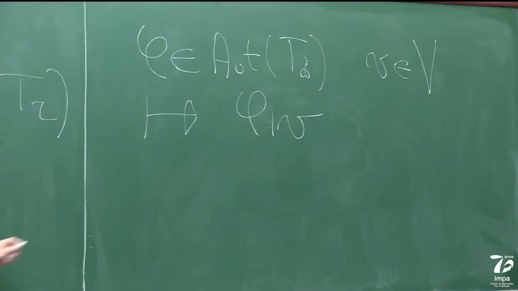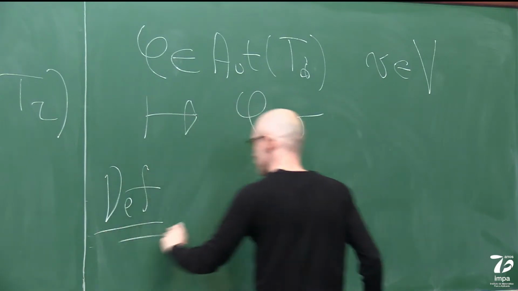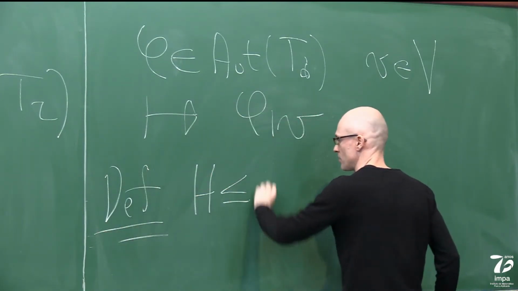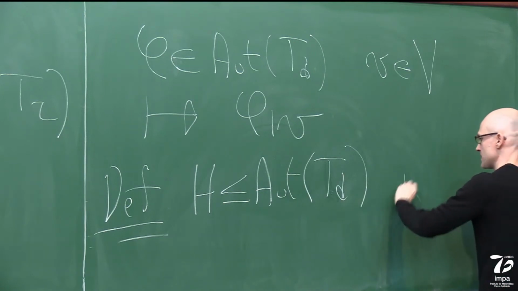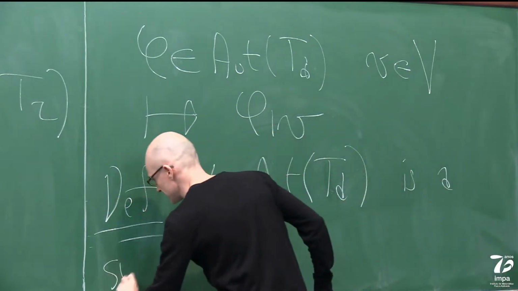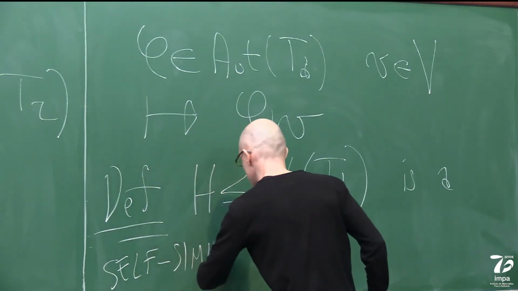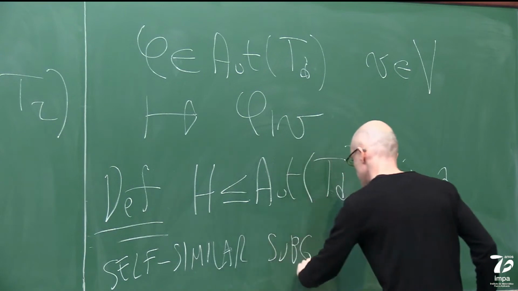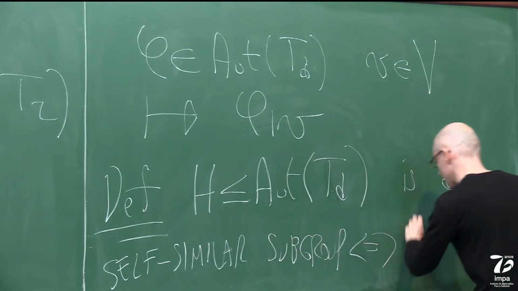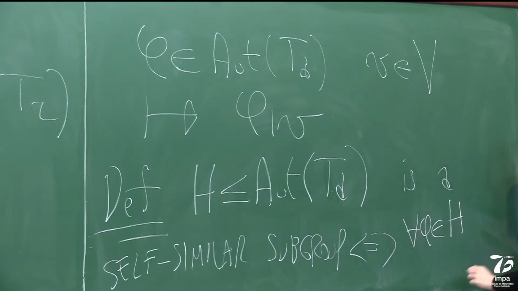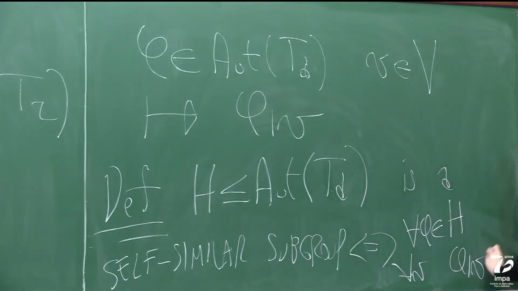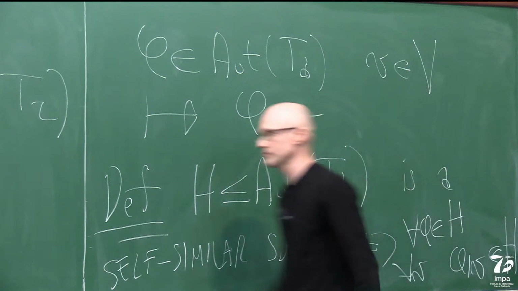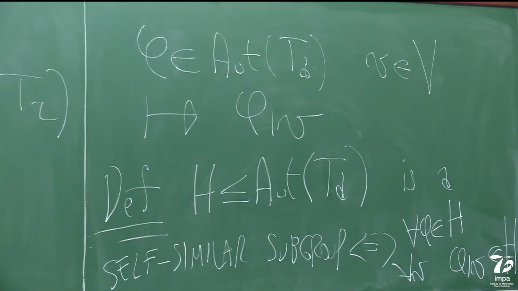And then we have a definition. I take a subgroup of the automorphism group, and I say that it is a self-similar subgroup if and only if for all elements of the subgroup and for all vertices, I take the restriction. A priori, the restriction is an automorphism, but it can go outside H. And I ask that the restriction belongs to H.